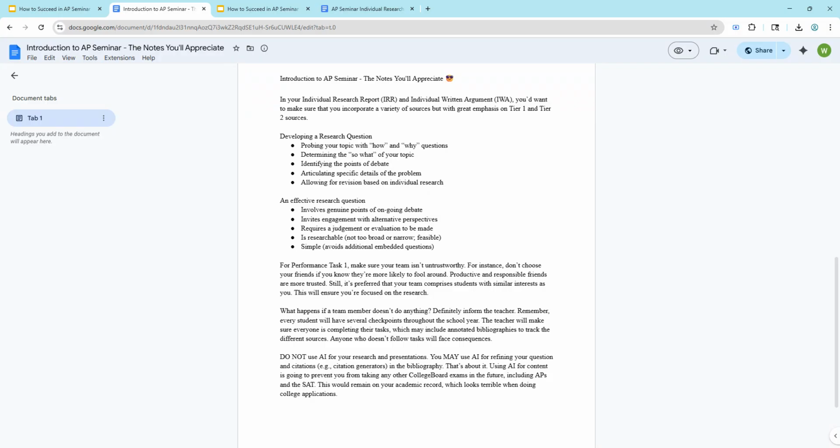An effective research question involves genuine points of ongoing debate. It invites engagement with alternative perspectives. An effective research question requires a judgment or evaluation to be made, and it should be researchable, not too broad, not too narrow, but feasible. An effective research question should be simple. It avoids additional embedded questions. By simple, it doesn't mean yes or no. It means your question should be a singular question, not two, not three questions, just one question, because you want to make sure you thoroughly research that question.